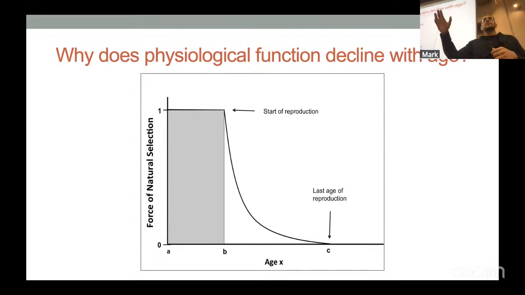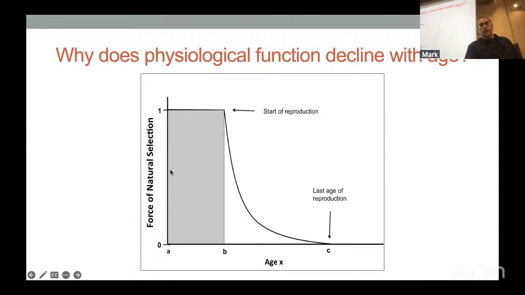So from 15 to 25, not that bad. 25 to 35, kind of bad. And then it keeps getting worse and worse as you get older, right? So it's like, why does that happen? This is a synthesis of work from a bunch of different people, George C. Williams, Medawar, et cetera, about why we think this happens. I'll just briefly go through this.